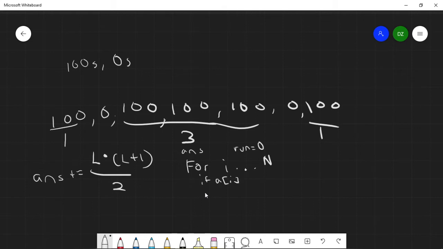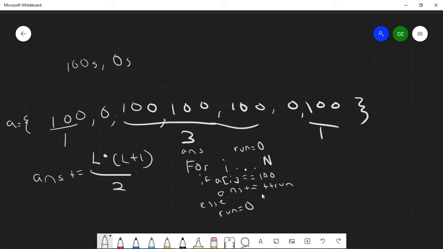If A[i] equals 100, then run plus equals one, and ans plus equals run, else run equals 0. So if I encounter a 0, this ends and we have to restart all over again.